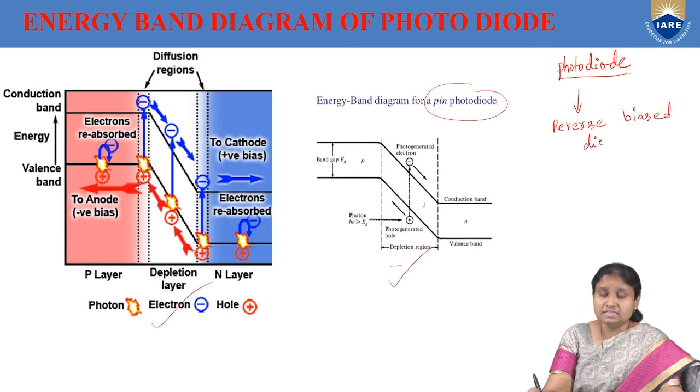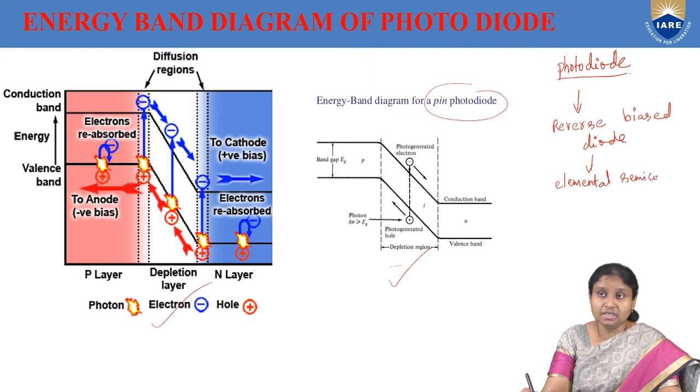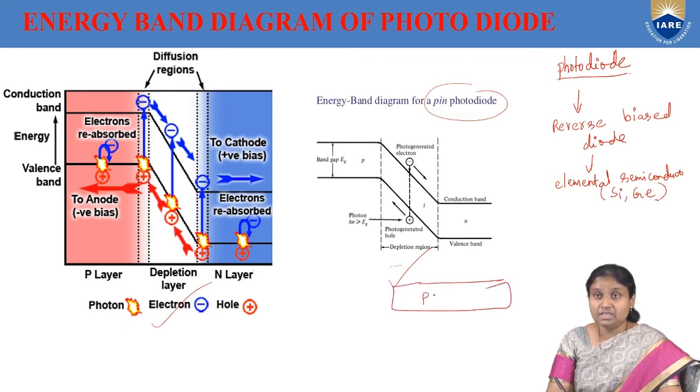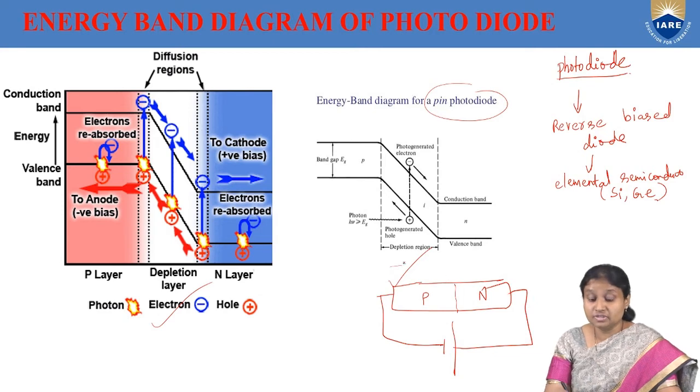And this reverse bias diode is made with normal elemental semiconductors. What are those elemental semiconductors? Silicon or germanium. And what is the effect of reverse biasing? Already we have explained. We have taken p-type here and this is our n-type, and the p-type of the p-n junction is connected to the negative terminal, and the n-type of the p-n junction is connected to the positive terminal.